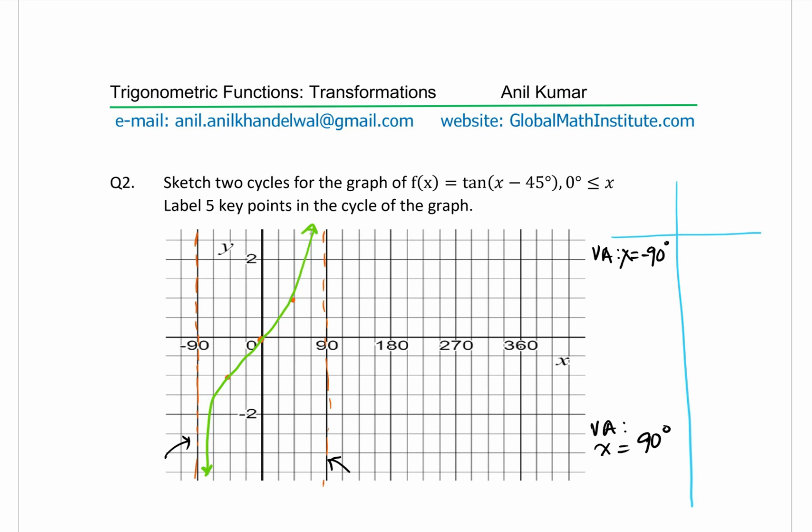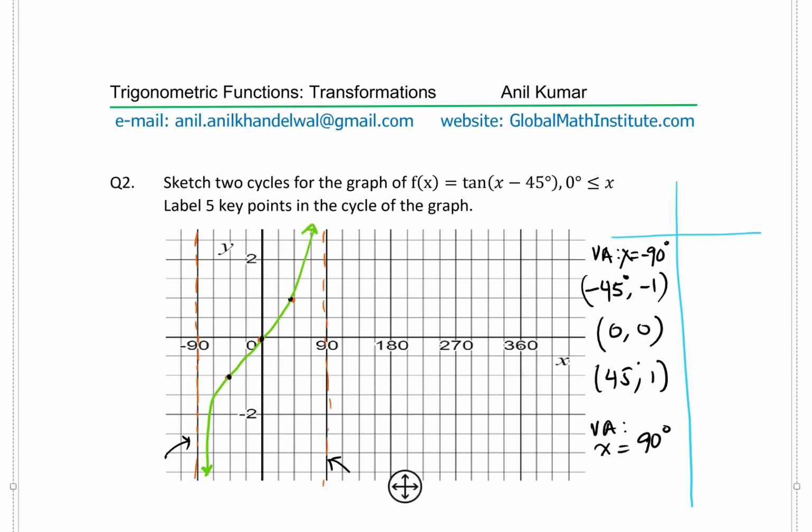Correct? The key points, which are these three key points, they are at minus 45 degrees. We have value minus 1. At 0, it goes through origin. And then we have 45 degrees, 1. So these are the key points. For sketching the cosine function also, you could go through this process. But I'm just showing you two different ways of doing it. So these are our x and y default values for tangent x.